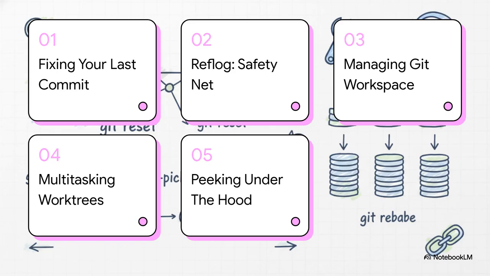So here's our roadmap for building your advanced efficiency toolkit. First up, fixing your last commit. Second, the reflog safety net. Third, managing your workspace. Fourth, multitasking with work trees. And finally, peeking under the hood.